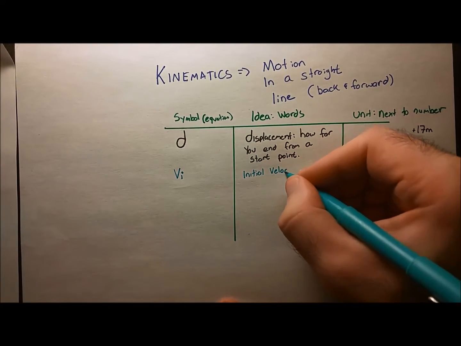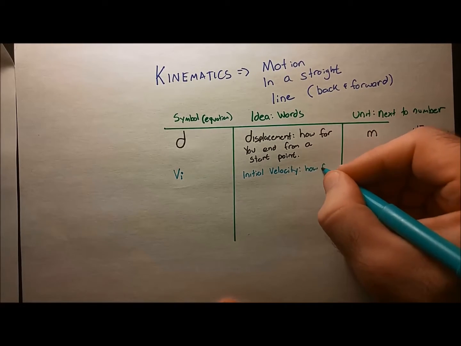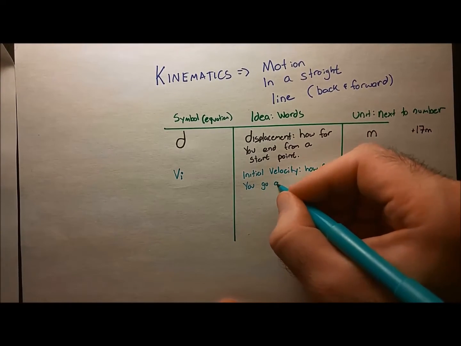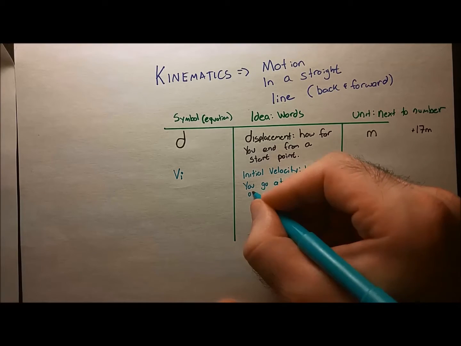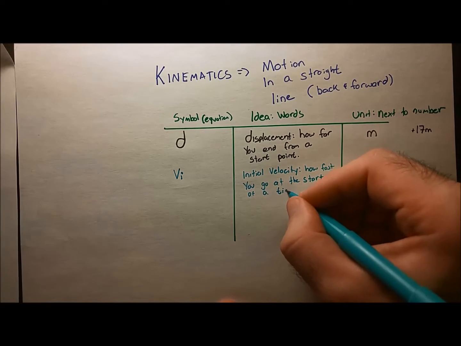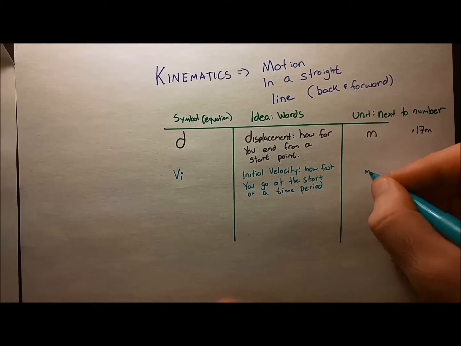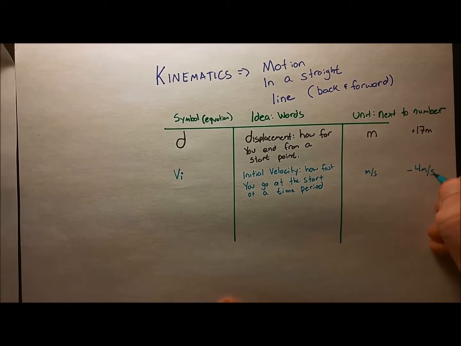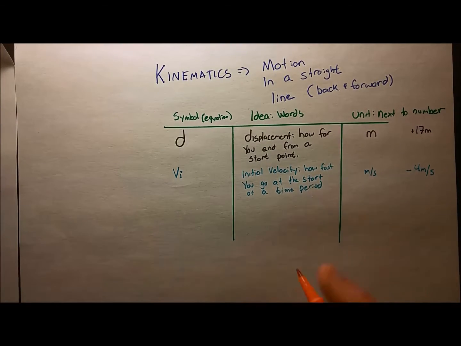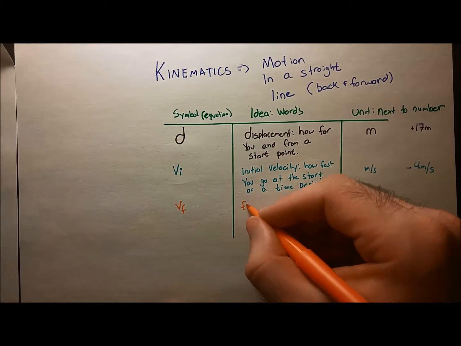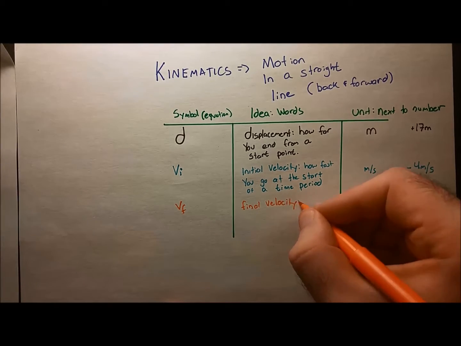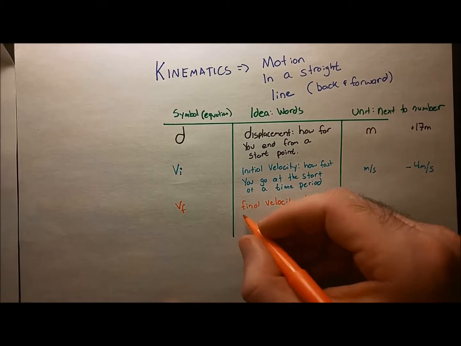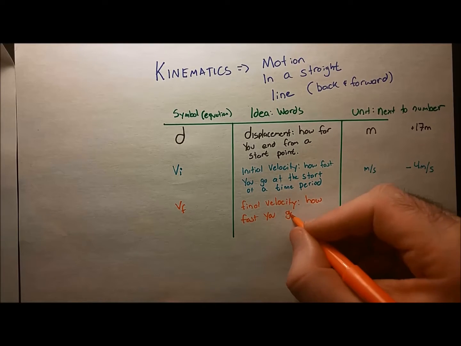Then we have initial velocity, VI, which is how fast you're going at the beginning of some motion. So I think I said how fast you go at the start of a time period. It's in meters per second. For example, -4 could be one. So if we see meters per second, it could be initial velocity, or it could be final velocity. Final velocity is just the velocity at the end of a certain time period.